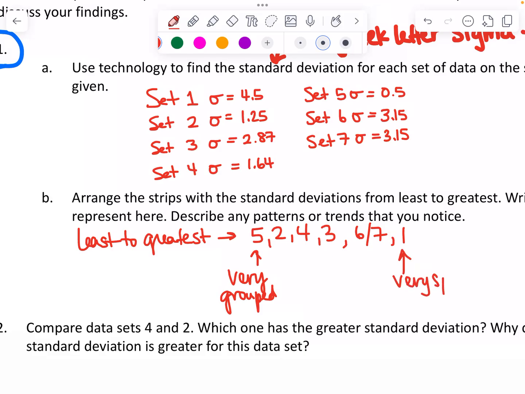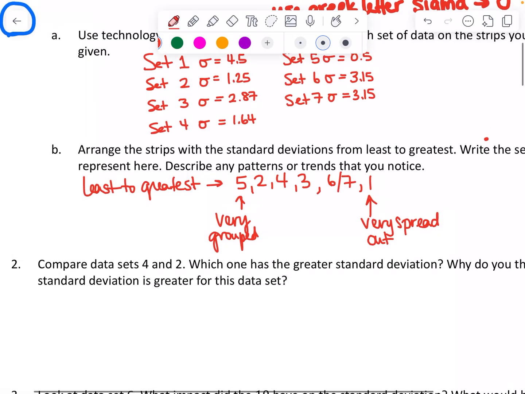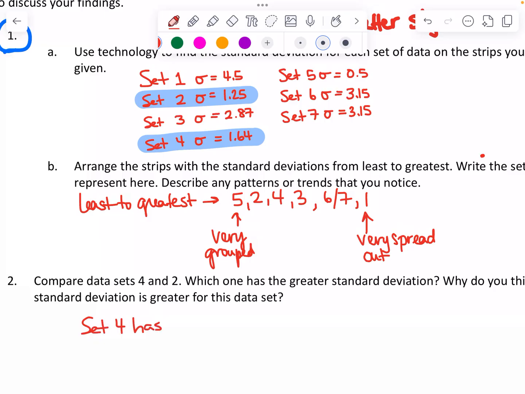All right, number 2. Compare data sets 4 and 2. Which one has the greater standard deviation? Why do you think the standard deviation is greater for this data set? Okay, so we know that 4 and 2. So we're looking at these two, 4 and 2. So 4 has the greater standard deviation. So set 4 has greater, and I'm just going to write SD for standard deviation so I don't have to write it out. And let's see why.